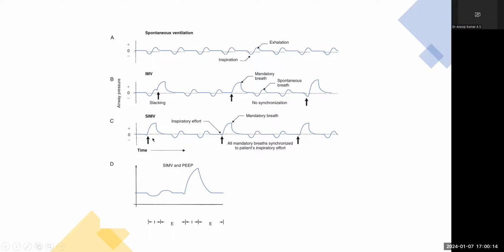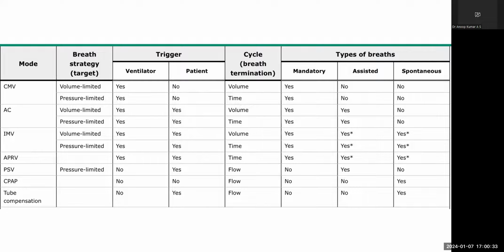So this is the SIMV. In between, the patient is having mandatory breaths, but I've already told that the mandatory breath was given for muscle resting, but that is not proven later. So this is SIMV and PEEP. In between, you give a PEEP, and with the PEEP you are giving more and more recruitment. So these are the different modes: CMV, AC, IMV, APRV, PSV, etc. So these are the targets.